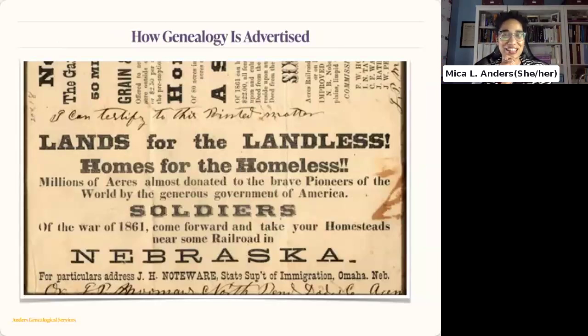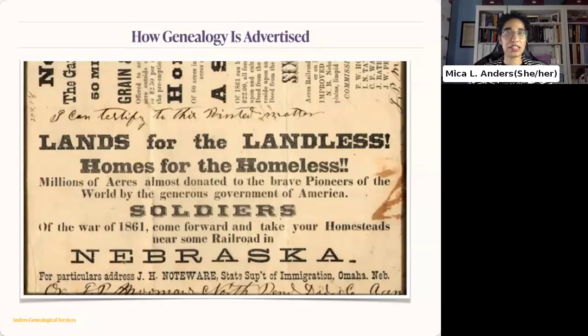When we read ads like this for Nebraska, land for the landless, homes for the homeless, we have to read those from two sides. The irony that we are now making another group of people landless. We are making another group of people homeless, or moving them to a reservation and rehoming them, while using language to talk again about those brave pioneers, right? That bravery language again, that hero language is being used. And as genealogists, we really have to have a critical eye when we look at things like this and really understand that it's not just for face value.